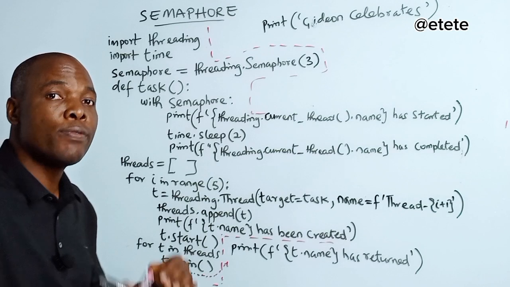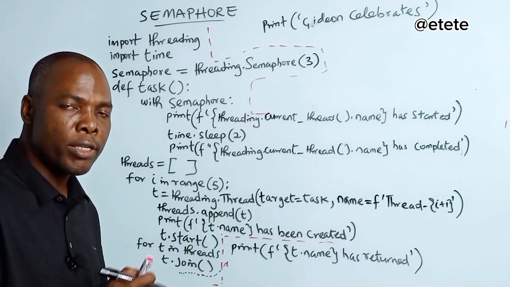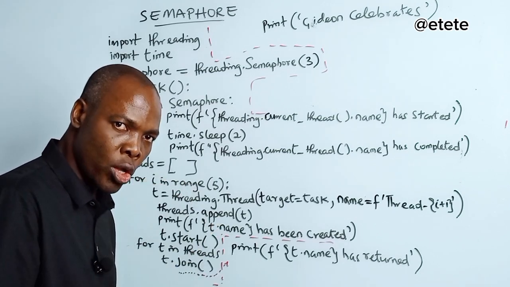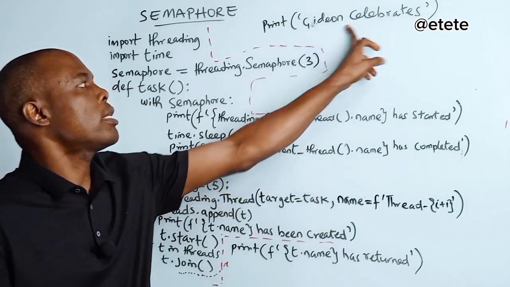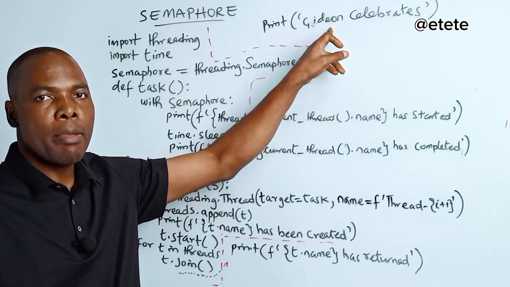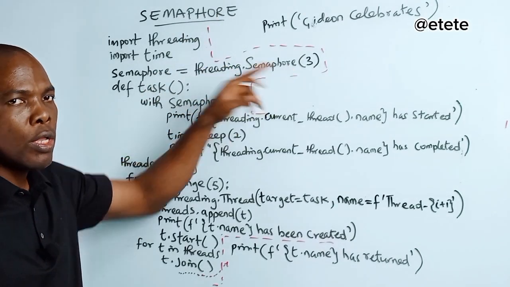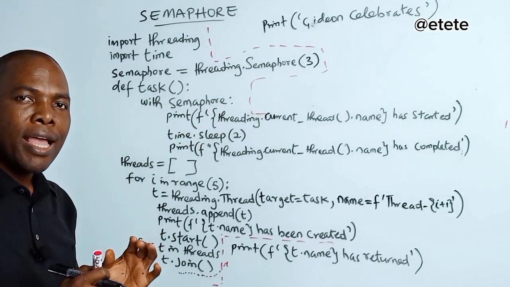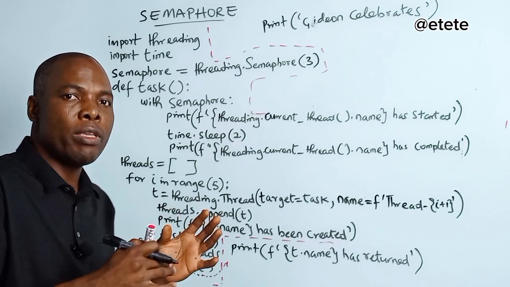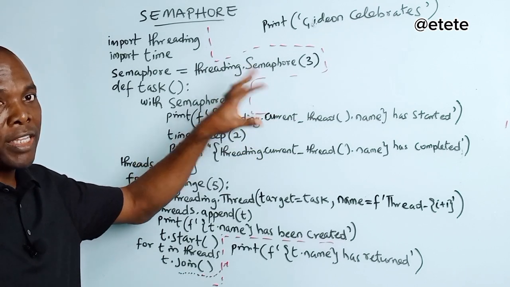Then Gideon will have to wait for all of them to return. Thread 1, thread 2, thread 3, thread 4, thread 5 will have to perform and return before Gideon will now print out "Gideon celebrate", which is the last thing that should be printed out by the main thread, which is Gideon. So using this semaphore, you are able to manage access to the limited resources for the army to be able to fight and win their enemy. So that is the concept of thread synchronization.